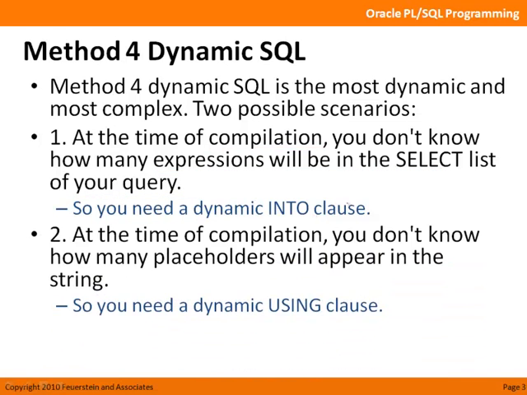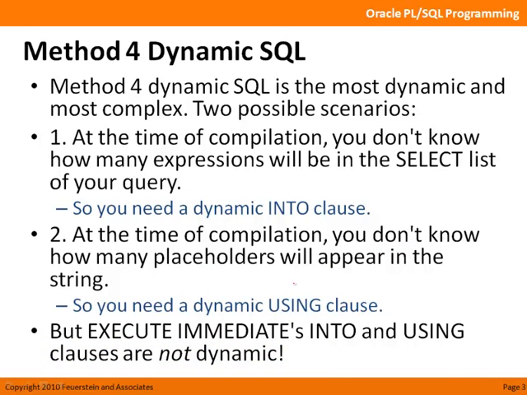Second, at the time of compilation, you don't know how many placeholders will appear in your string: :ABC, :DEF. Every placeholder needs to have a variable bound into it so that you can either send values into the string or retrieve values from the string. So in this case, you need the dynamic USING clause.